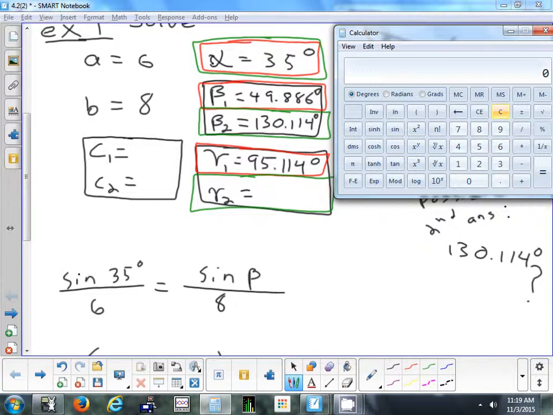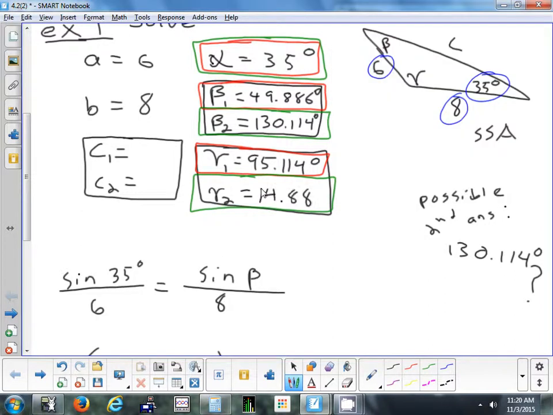What two angles do I add up to find gamma 2? 130. Those add up to 165.114. Subtract from 180. 14.886. Yep, 14.886. So now we got all our angles, and we're just about done. Last thing we got to do is get C1 and C2.